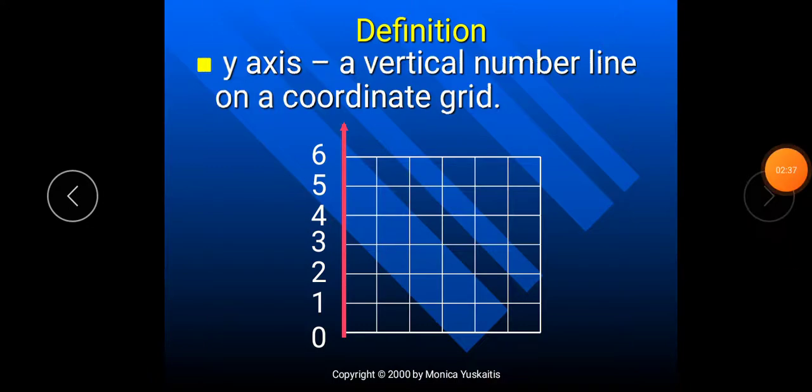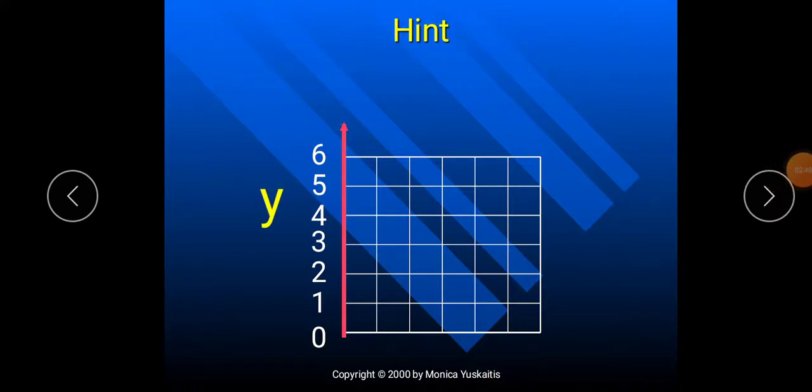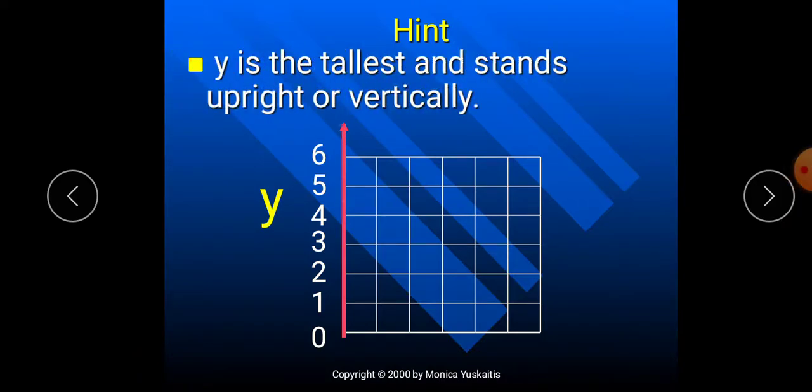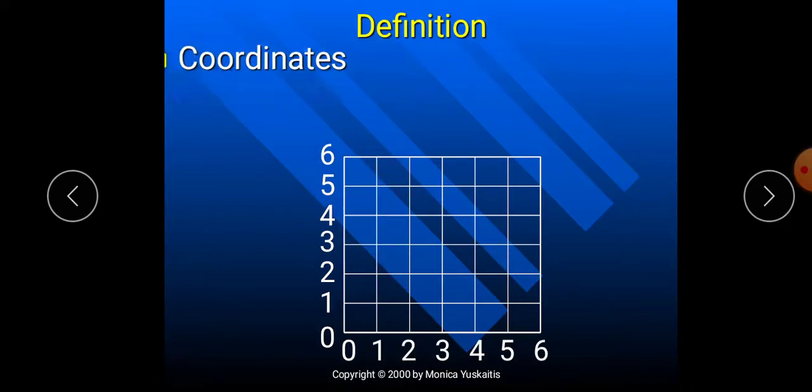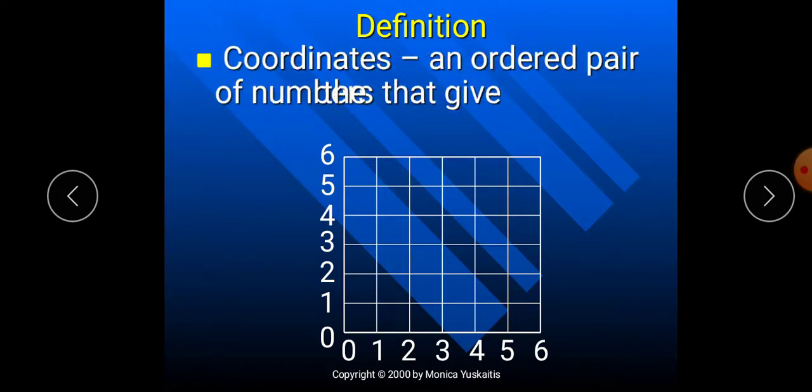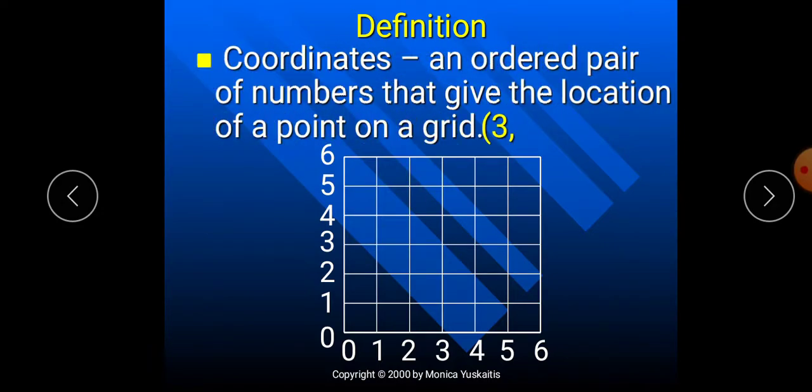For the x-axis and y-axis, the hint is: y is the tallest and stands upright or vertically, and x is the shortest and lies horizontally. That is the x-axis and y-axis. Now coordinates are an ordered pair of numbers. How do we write the location of a point on a grid? Take 3 comma 4: x-axis at 3 and then y-axis at 4. This point is called the coordinate 3 comma 4.